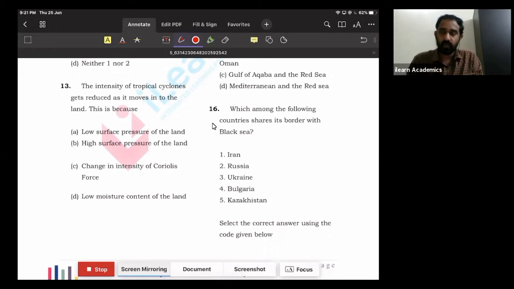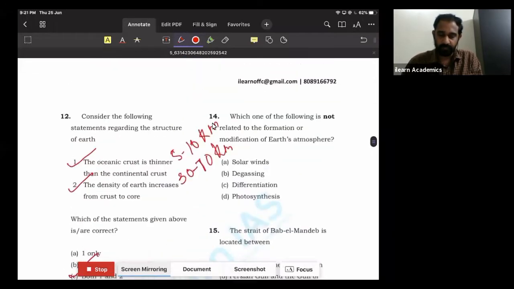So as we move into land, there is less scope for moisture content. Thereby, the energy is lost and the cyclone dissipates. Answer is the low moisture content of the land.